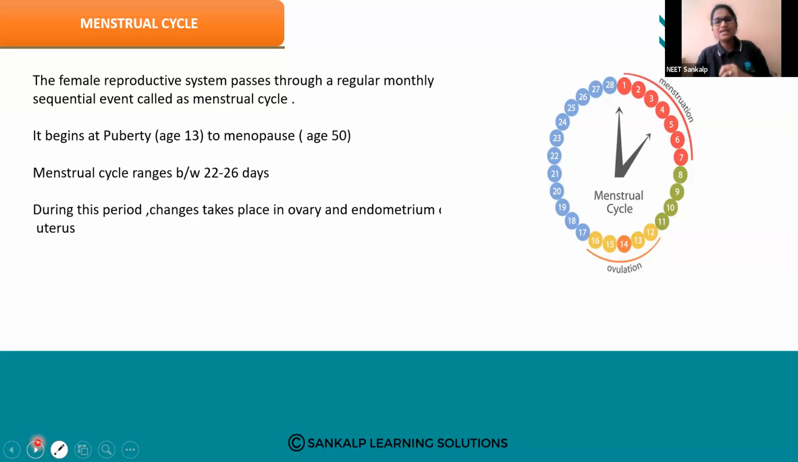If fertilization does not occur, if there is no fusion of male and female gamete, then what happens to that prior preparation of the uterus? That is nothing but the menstrual cycle. During this period, changes take place in the ovary as well as in the endometrium of the uterus.